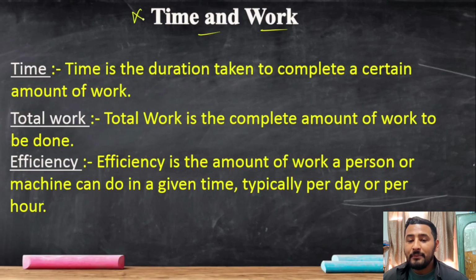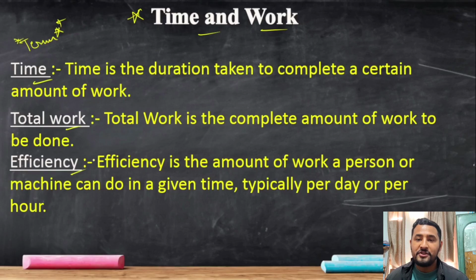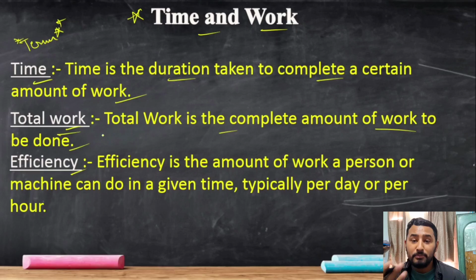To start with time and work, you should know some of the terms important for this topic, that is time, total work, efficiency. So what is time? Time is the duration taken to complete a certain amount of work. You all know what time is: how much time is taken to complete the given work. Now, what is total work? Total work is the complete amount of work to be done, the amount of work which has to be completed within the given time limit.